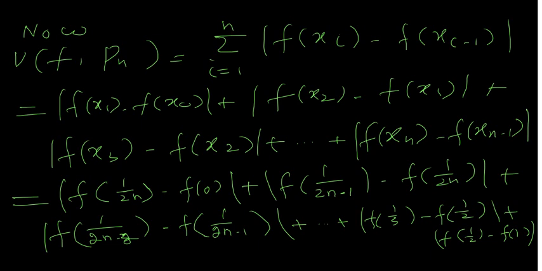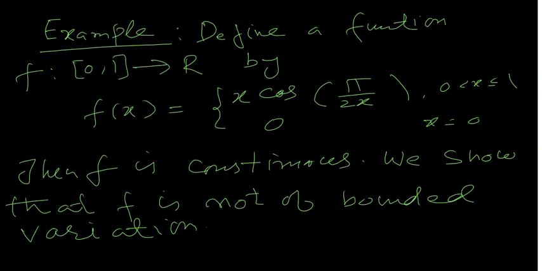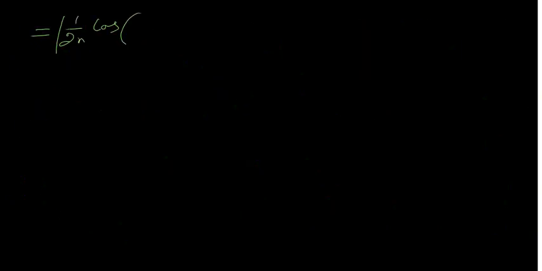That's this variation. Okay, so let's look at this: what's f of 1 by 2n, which is equal to, for x not equal to its values, x times cos of pi by 2x. Let me see the function first. What's the function here? It's x times cos of pi by 2x.